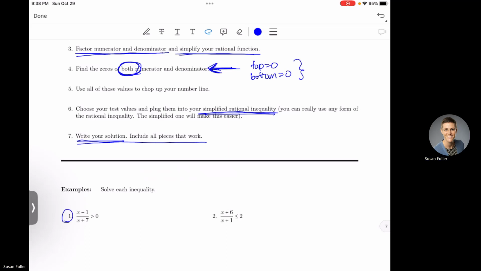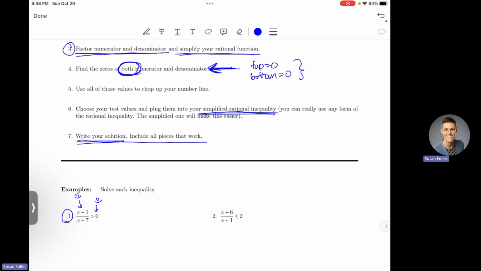Number 1, x minus 1 over x plus 7 is greater than 0. Okay, so again, we need to get our magical setup before we start solving this. I need one fraction on one side and a 0 on the other. Notice I have a 0 here already, and so I don't need to move anything over. That makes me very happy. And on the other side, I have a single fraction over here, which means I don't have anything to combine. I am set up in my magical setup, and I can go ahead and start factoring and simplifying.